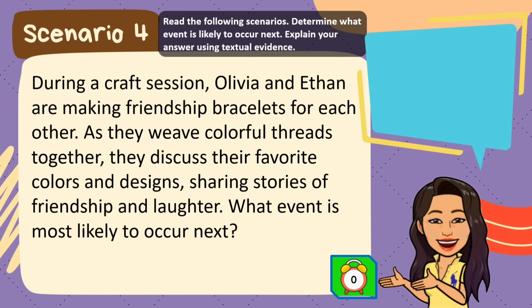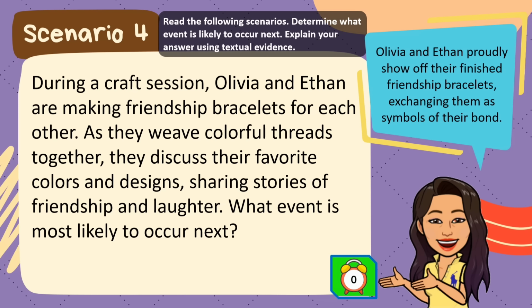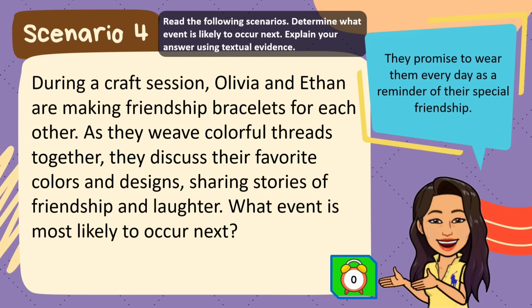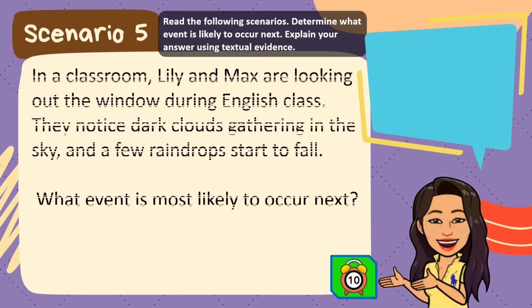With this situation, you may say that Olivia and Ethan proudly show off their finished friendship bracelets, exchanging them as symbols of their bond. You could also say that they promise to wear them every day as a reminder of their special friendship. Scenario number 5.